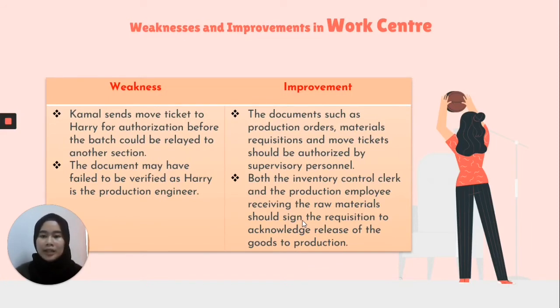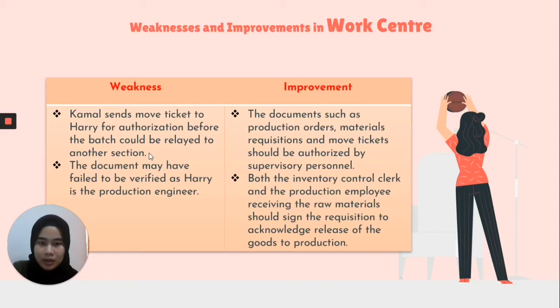So the next weaknesses are in the work center. The first weakness in the work center can be found in the first paragraph of the work center, where Kamal sent the move ticket to Harry for authorization before the batch could be relayed to another section. If Kamal got the authorization from Harry, the document may have failed to be verified, as Harry is the production engineer. So he should send the ticket to the authorized person.